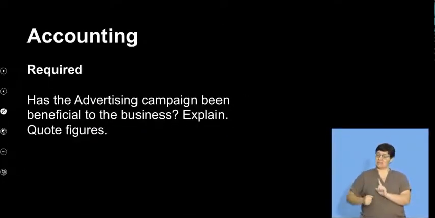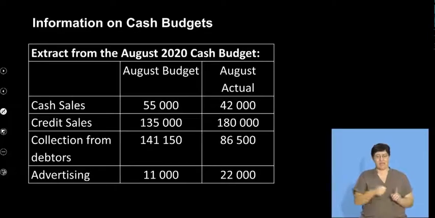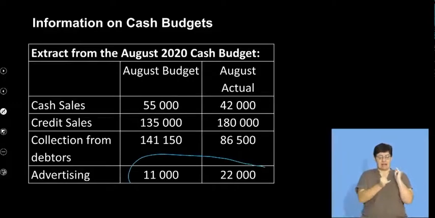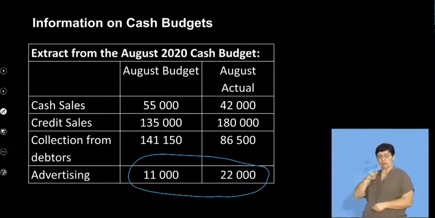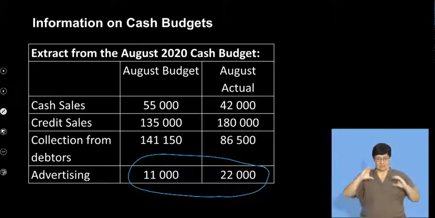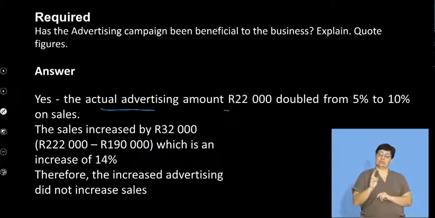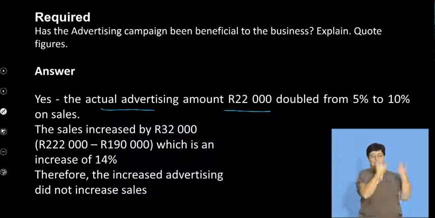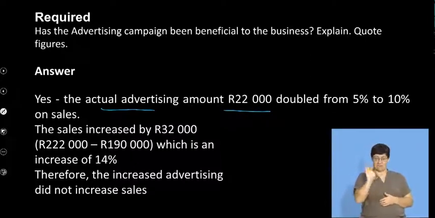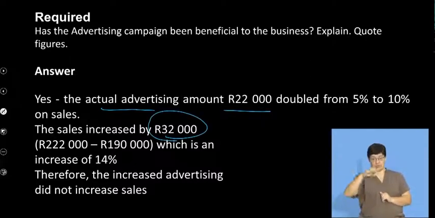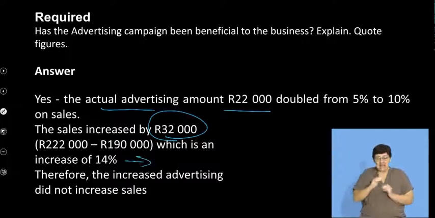Has the advertising campaign been beneficial to the business? Explain and quote figures. Once again, let's look at our advertising campaign. We budgeted 11,000, we spent 22,000. Therefore, yes, the actual advertising amount has doubled, from 5% to 10%. The sales increased by 32,000 Rand, which is an increase of 14%.